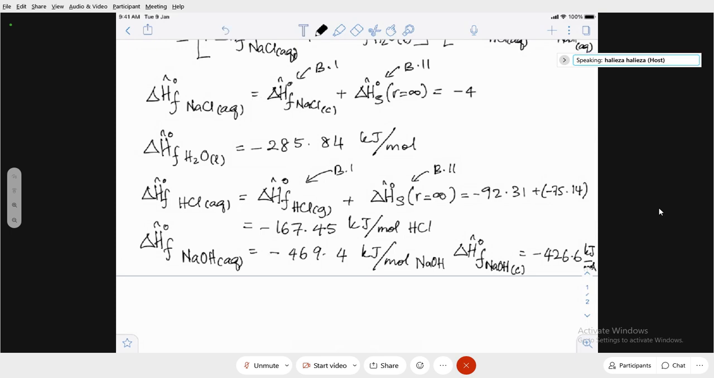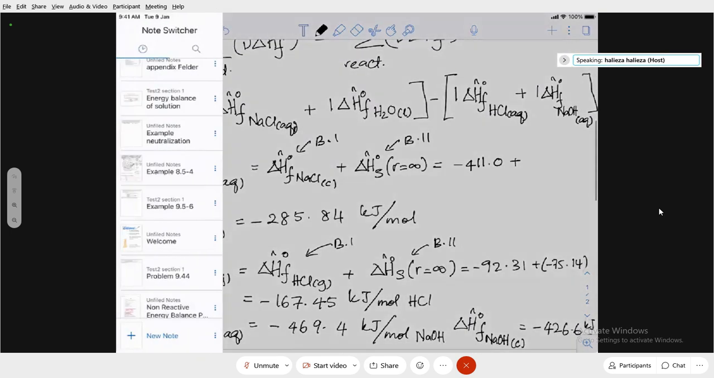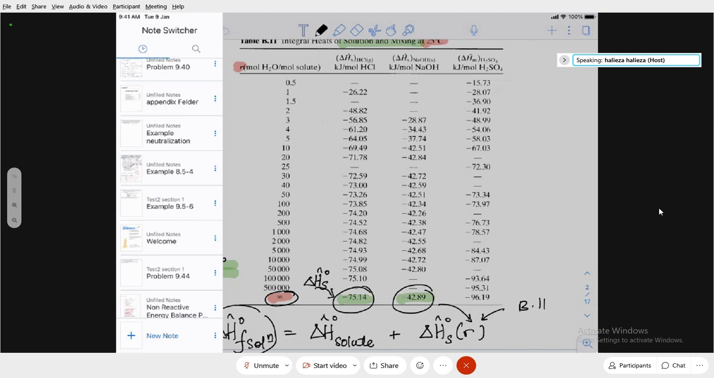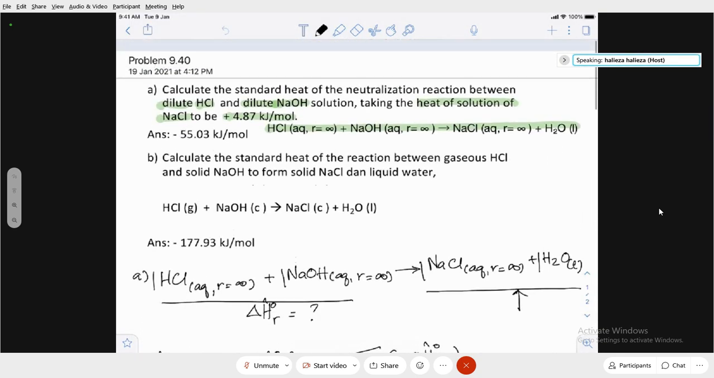We're going to get from B11 the heat of mixing for sodium chloride. So let's look at our table B11. Is there sodium chloride here? No. Sodium chloride is not in B11. But if I'm not mistaken, it was given in the statement of the problem. It was given. Okay, here it is.